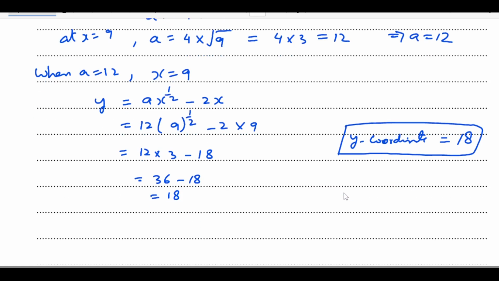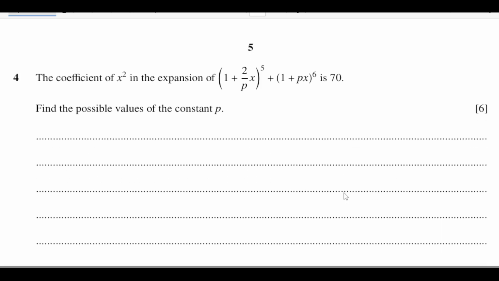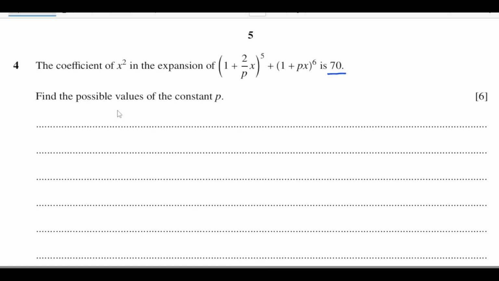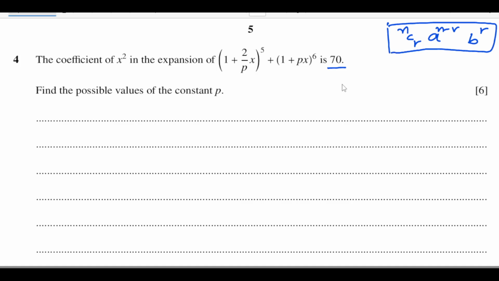Okay. Now number 4, the coefficient of x squared in the expansion of this, you see we have two expansions and they have been added, is 70. Find the possible values for the constant p. For this I will use the rth term. The (r plus 1)th term is nCr a power n minus r, b power r. So this is the formula that we are going to use. Here I am looking for the coefficient of x squared.